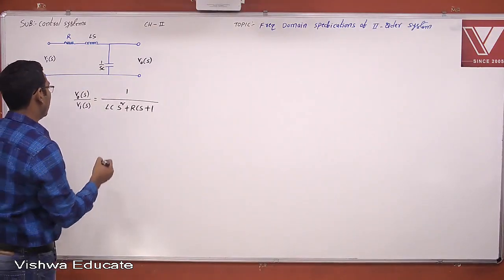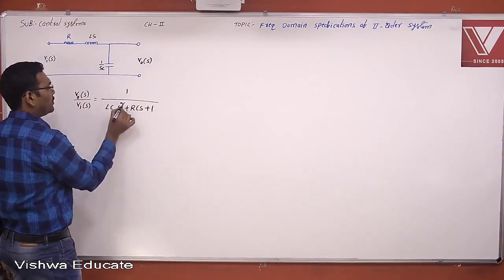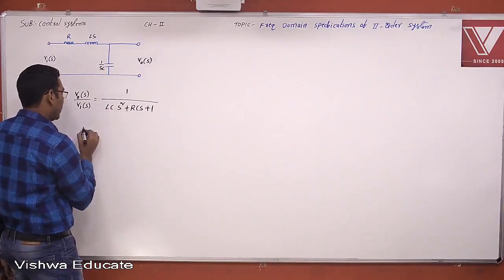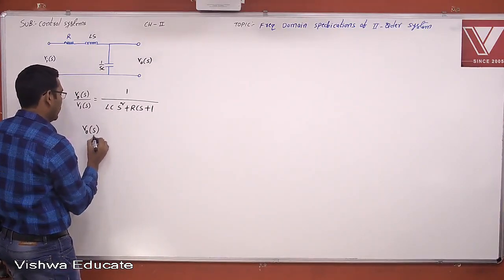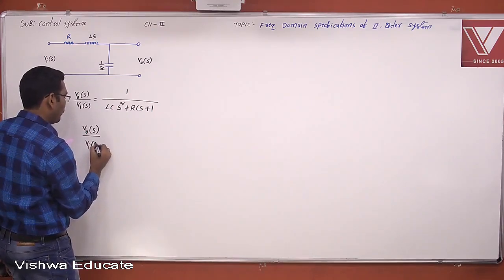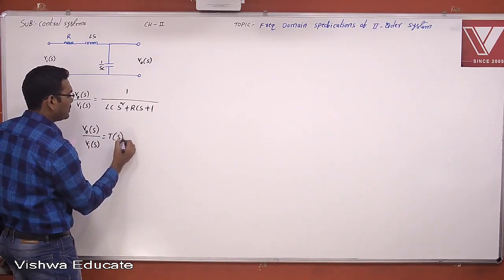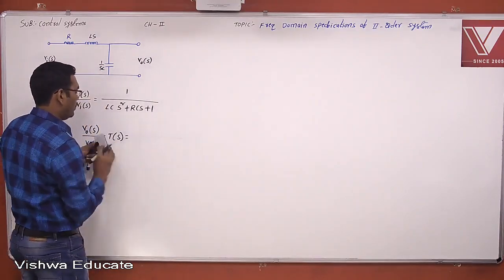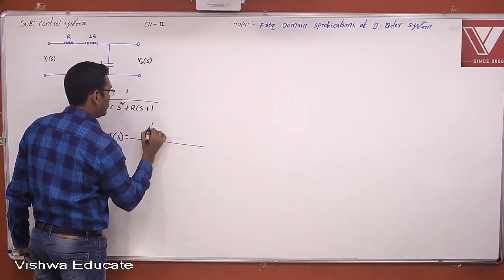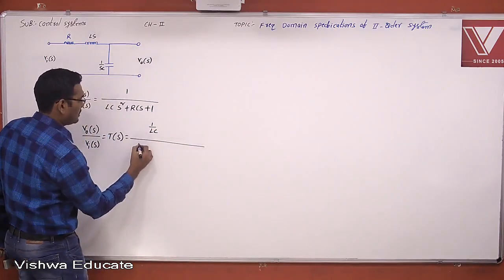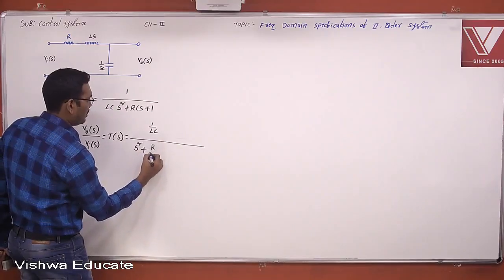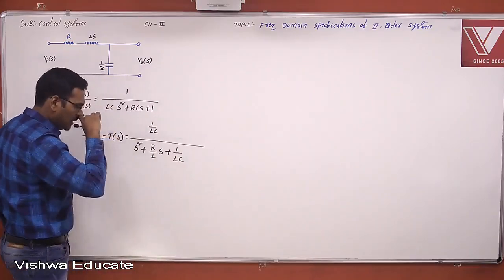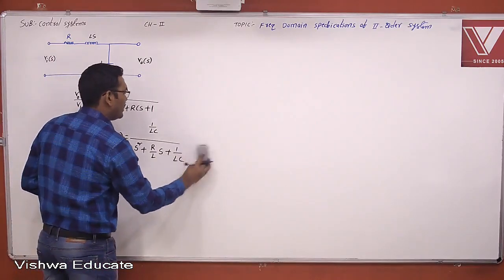Now this I can take. Okay. This is the practical transfer function of order 2. This is the second order transfer function. This is the practical second order system which exists. Now V naught of S by Vi of S is the transfer function. Can I write it like this? Now in the denominator I take LC as common. So if I take LC as common, this is 1 by LC. Now this is S square plus R by L into S plus 1 by LC. This is the second order system. And what is the standard second order system?